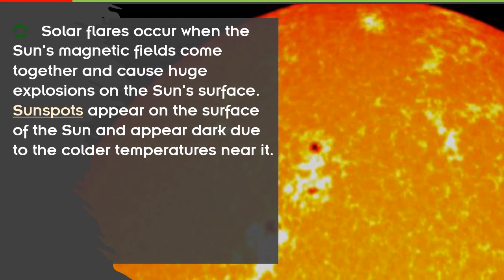Solar flares occur when the sun's magnetic fields come together and cause huge explosions on the sun's surface. Sunspots appear on the surface of the sun and appear dark due to the colder temperatures near it.